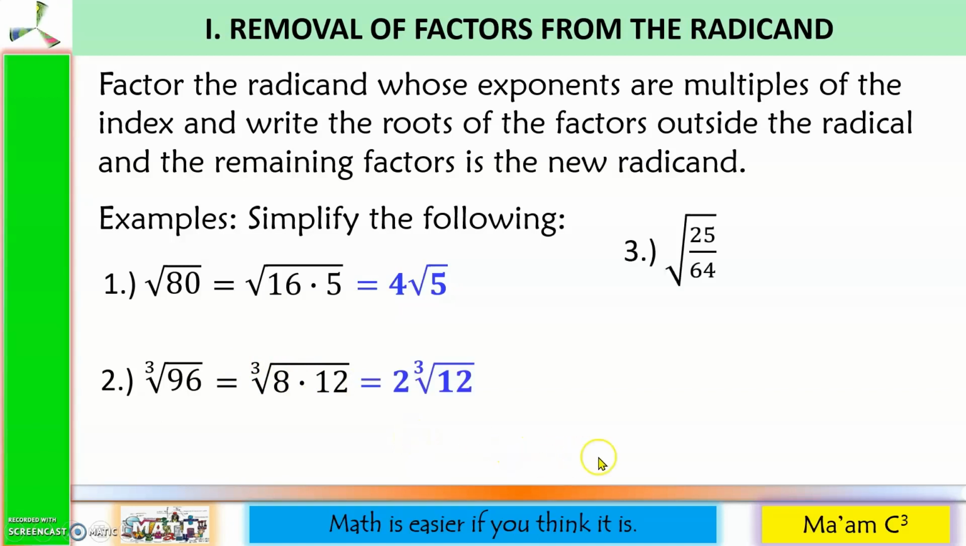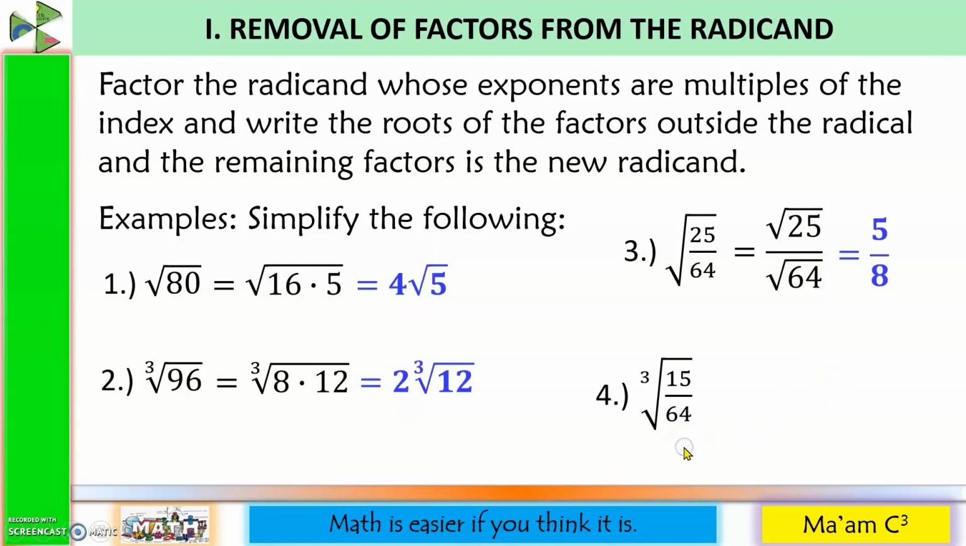Next one, square root of 25 over 64. So this is equivalent to the square root of 25 divided by the square root of 64. The square root of 25 is 5. The square root of 64 is 8. So we have 5 over 8. Number 4, cube root of 15 divided by 64. So this is equal to the cube root of 15 over the cube root of 64. There is nothing we can do with the cube root of 15, but the cube root of 64 is 4. So we have the cube root of 15 over 4.